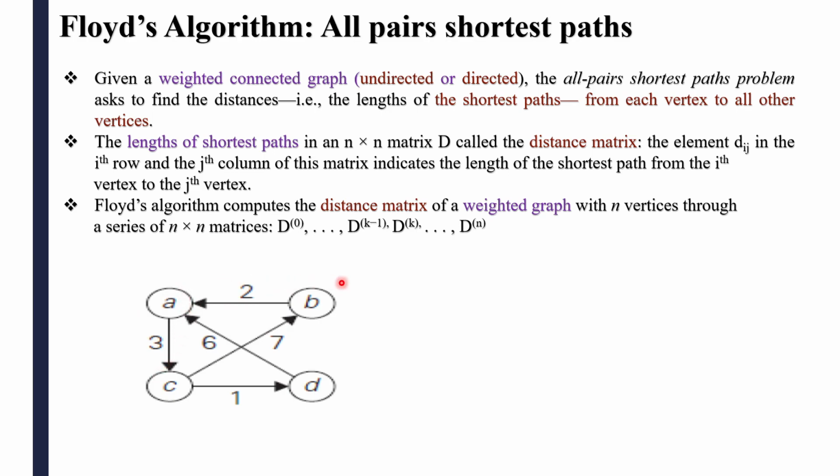So at the end, what output will we get? That output matrix we call the distance matrix. That distance matrix is the lengths of the shortest paths. Whatever paths we get, the length of that path must be the shortest. That is our aim now.